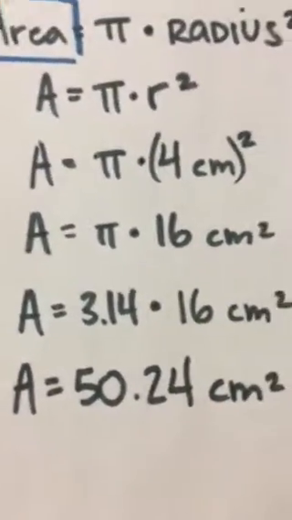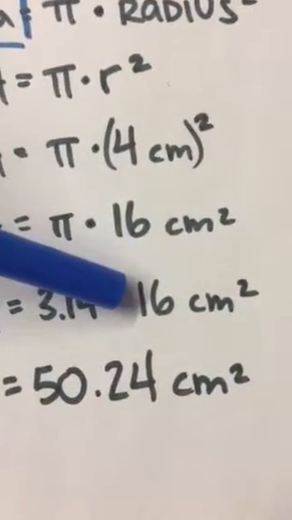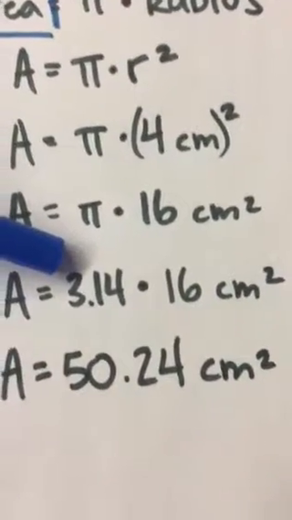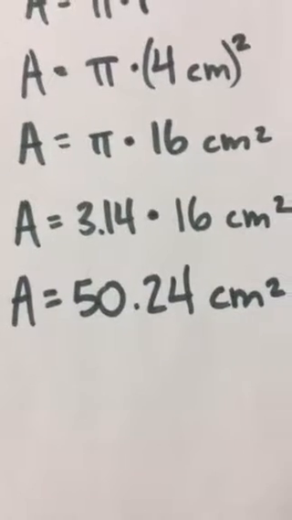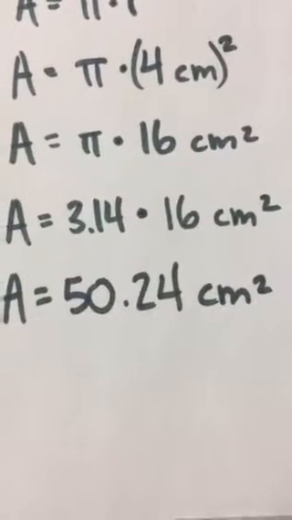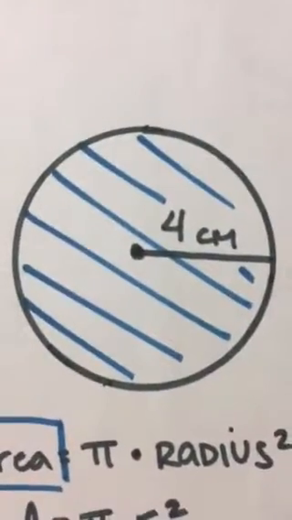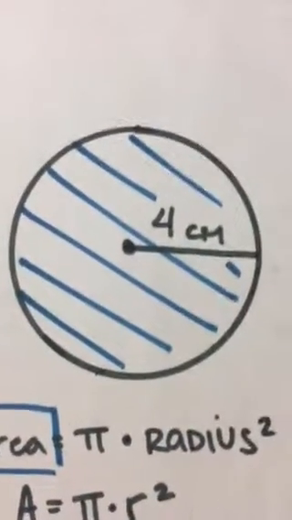And so we have our r squared, which is 16 centimeters squared. We multiply it by pi, which is 3.14, and we get the area of our circle above is 50.24 centimeters squared. And that is our area, which is 50.24 centimeters squared. All right, good luck.